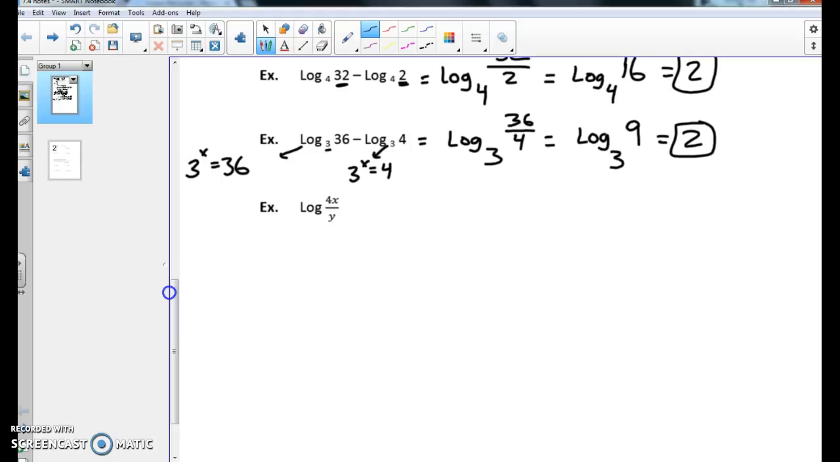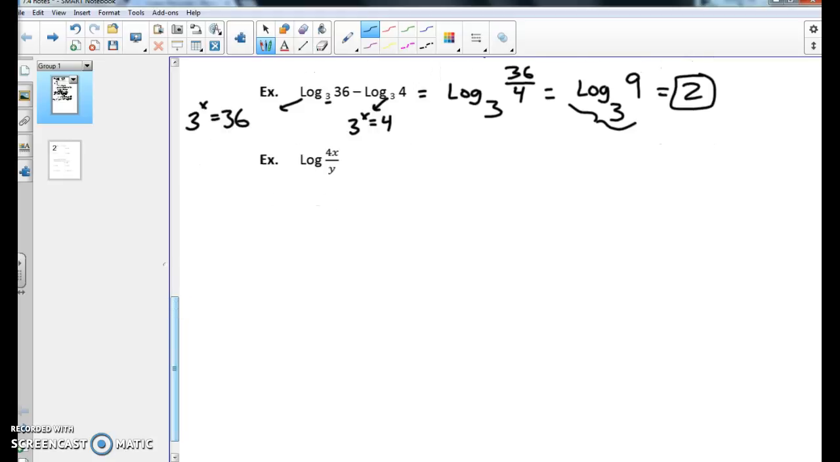But fortunately, our properties of logs, when you combine them together, give us this nice log base 3 of 9 right here. That's a lot easier to work with. So again, that's an advantage of these properties. The last one on this page, log of 4x over y. This time we are in base 10, and this time I'm going to split it up. So I have two different logs, and it's going to be separated by subtraction. Subtraction because we are dividing.